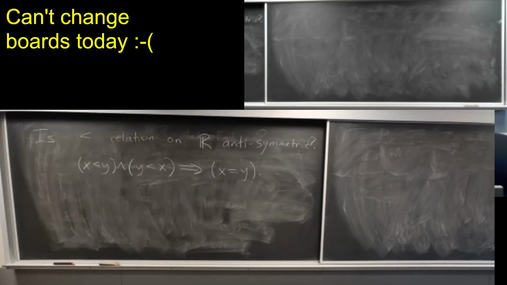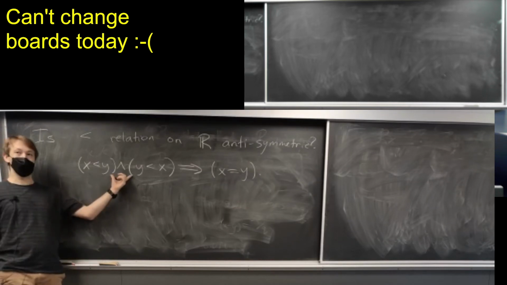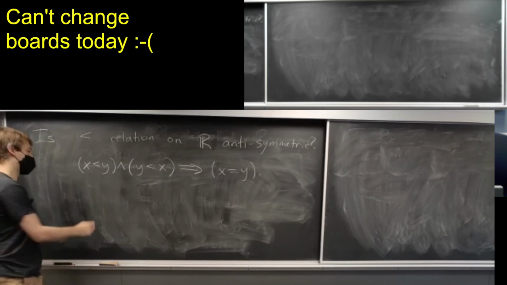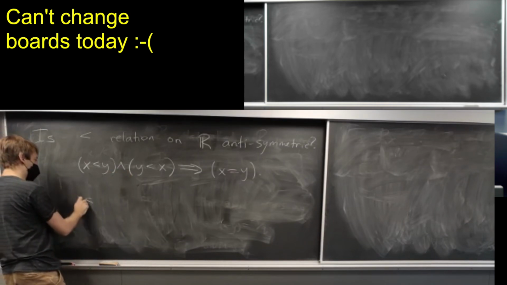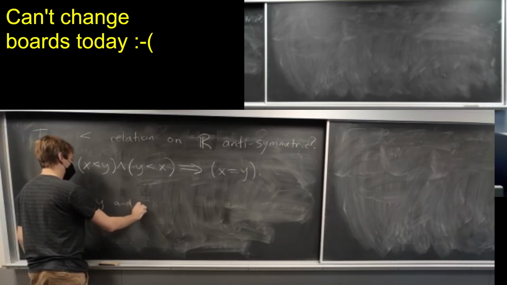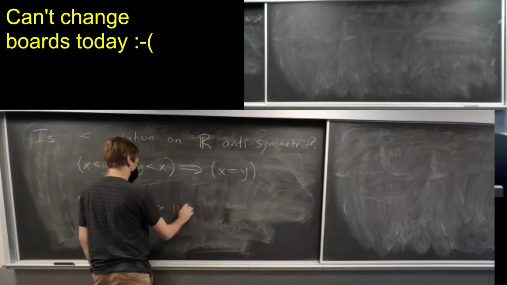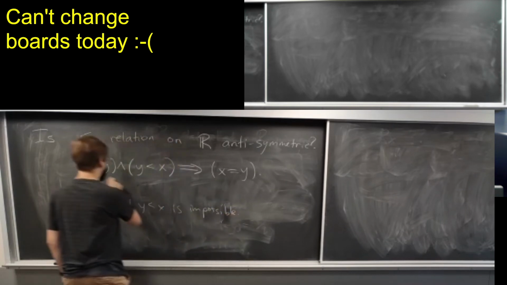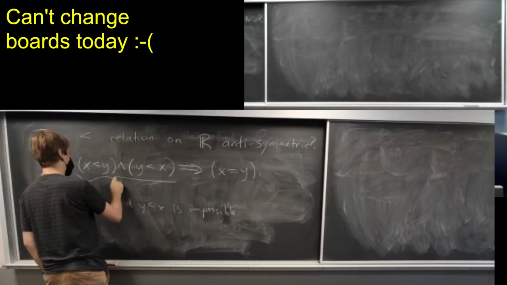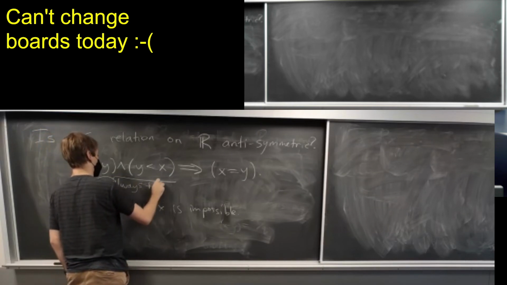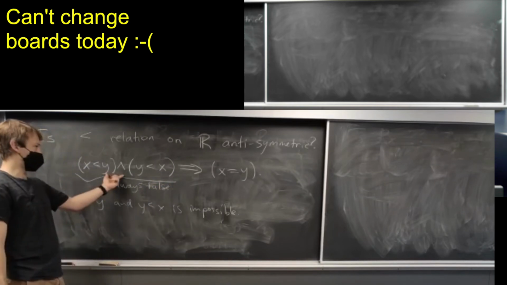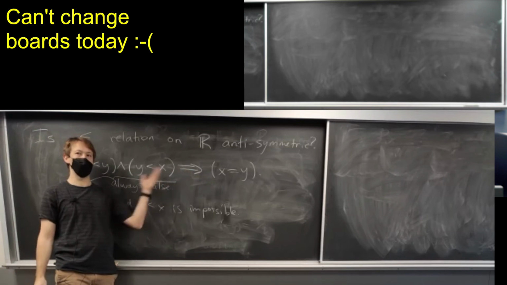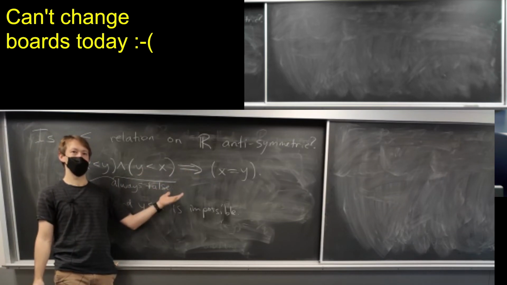But it does, right? Because an implication is true when the first part is false. This is always false. It's impossible. So to have x less than y and y less than x is impossible. So this is a contradiction. It's always false. But if something is always false, then any implication starting with that is always true, right? So it is anti-symmetric.